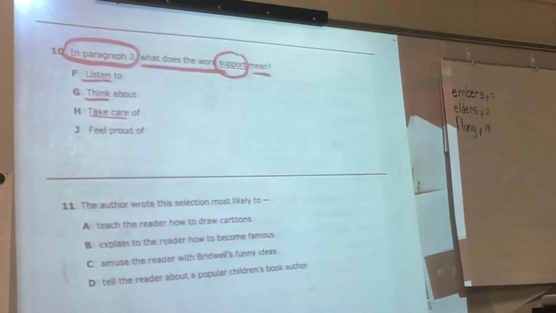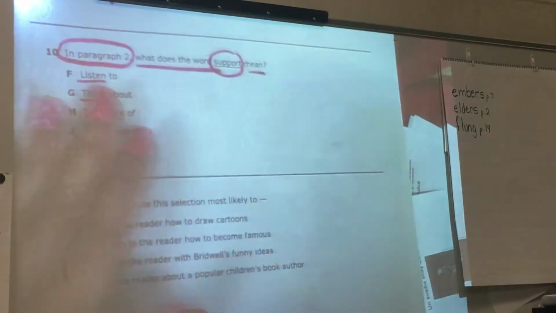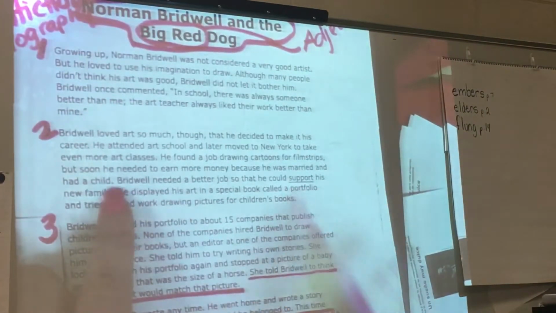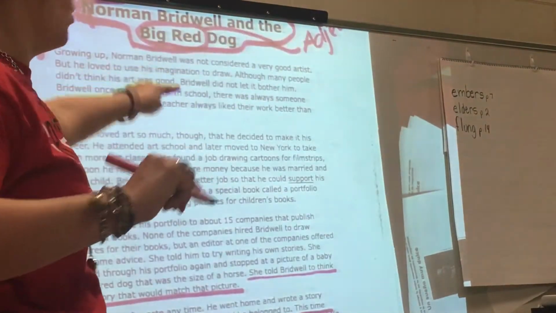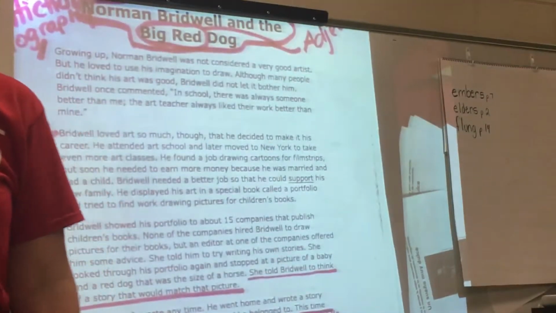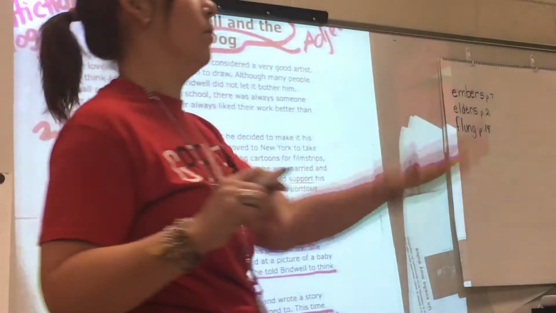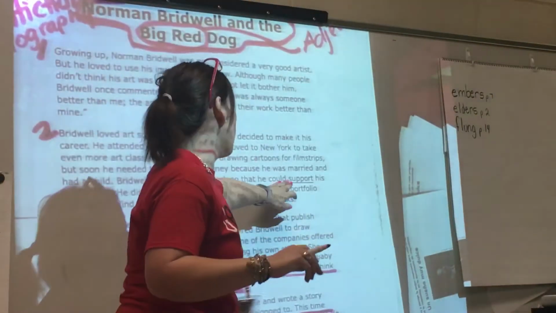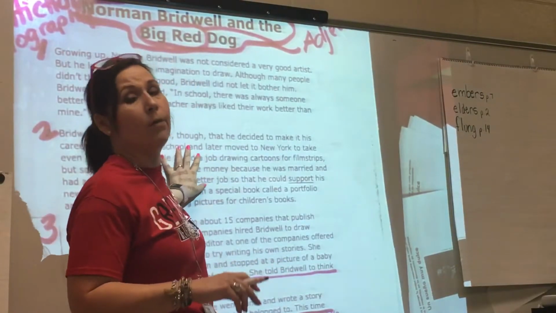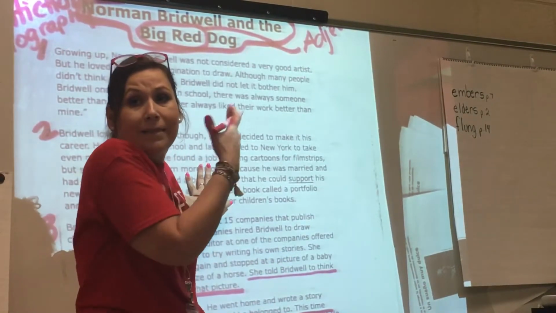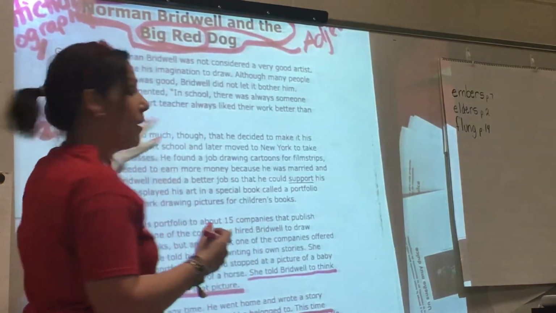So the paragraph 2, what does support mean? Let's go to paragraph 2. If you remember what he read, we need to know what's going on in the paragraph. And I know somebody over there did your homework and took notes next to that paragraph. Thank you for doing that. Because if you don't know what this word means, you need to know what's going on in the paragraph. What are they talking about? What is the main idea? What do they say? So I'm going to read it if it's okay.